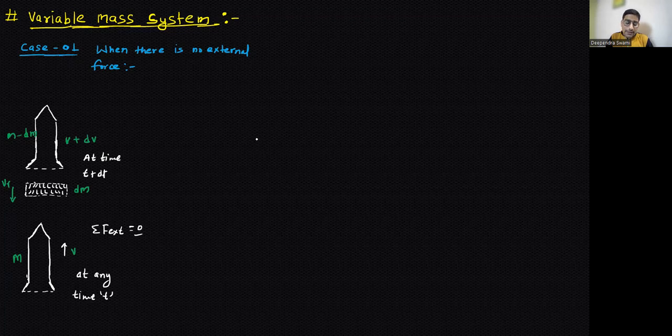So let's start. Here I am taking a rocket that is moving, at any time t. This is an instant where the rocket has a mass m and the velocity of the rocket is v, and the total force on the rocket is zero, right? So if the total force on the rocket is zero, it means the momentum of the rocket will be conserved.